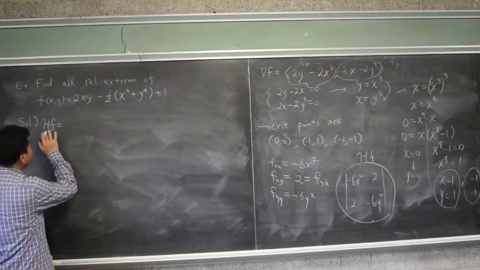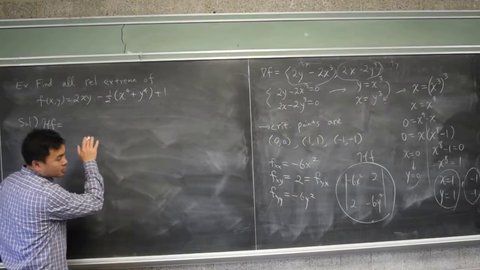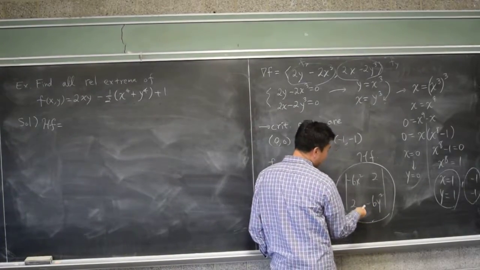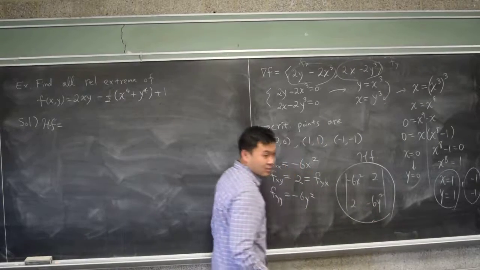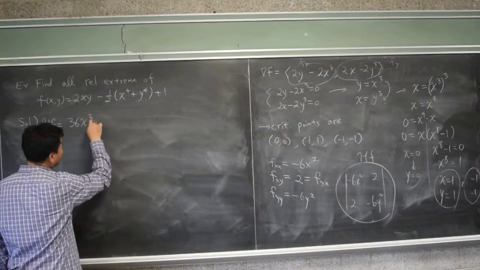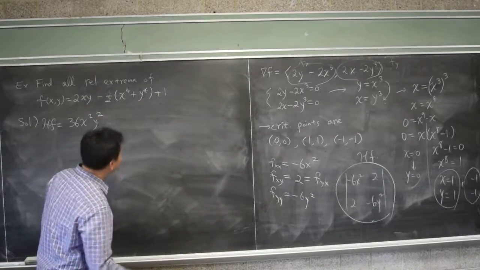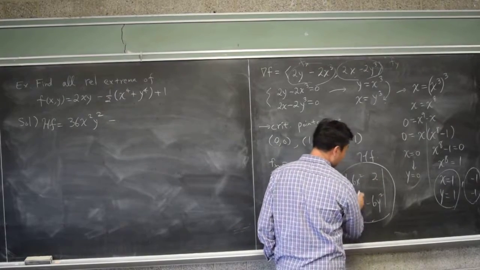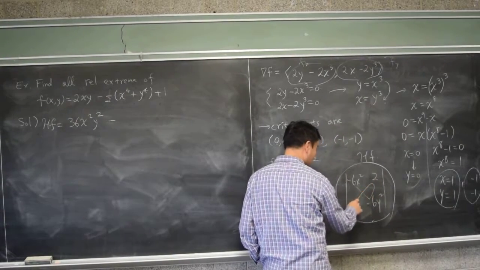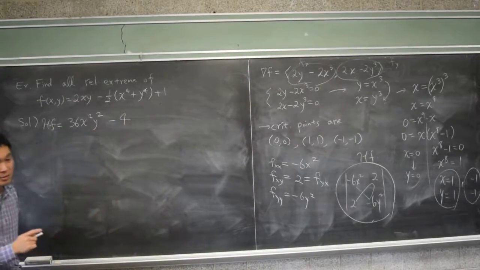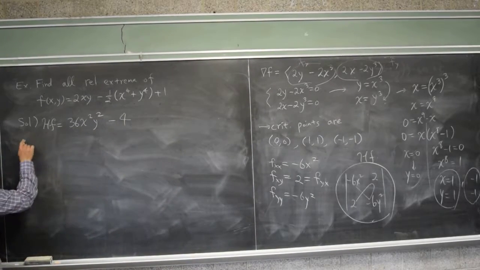Okay. Since we have the Hessian, now let's compute. This time it's 36x squared y squared, right? And then minus 2 times 2. This times this, and that times that. That's how you calculate. So it's minus 4. That's your Hessian. Now let's calculate the Hessian at each point.